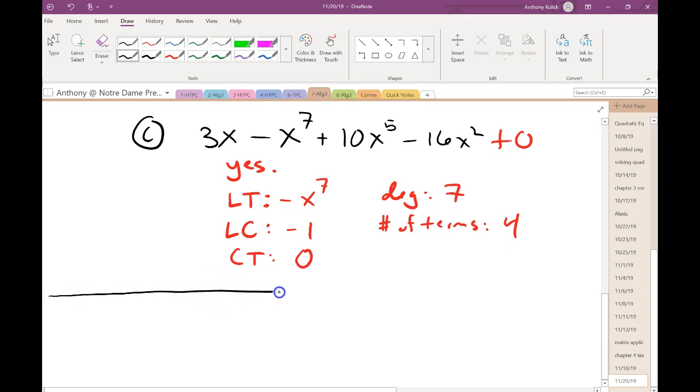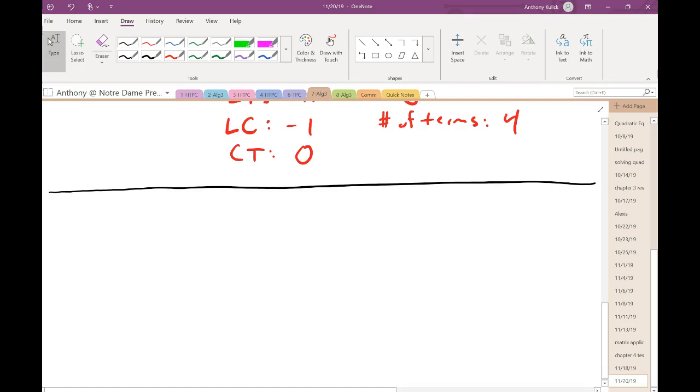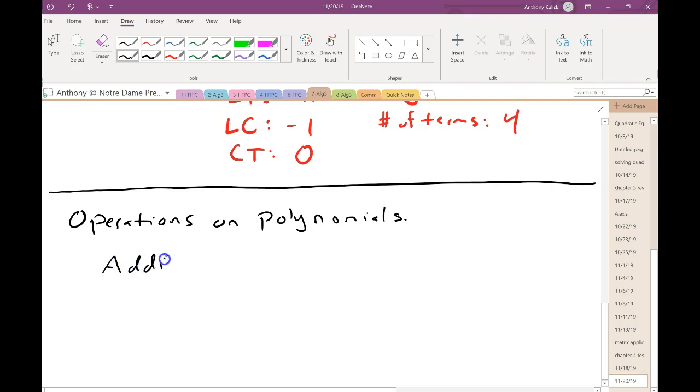So the next thing I want to do is talk about operations on polynomials. So the first operation we'll talk about is addition.